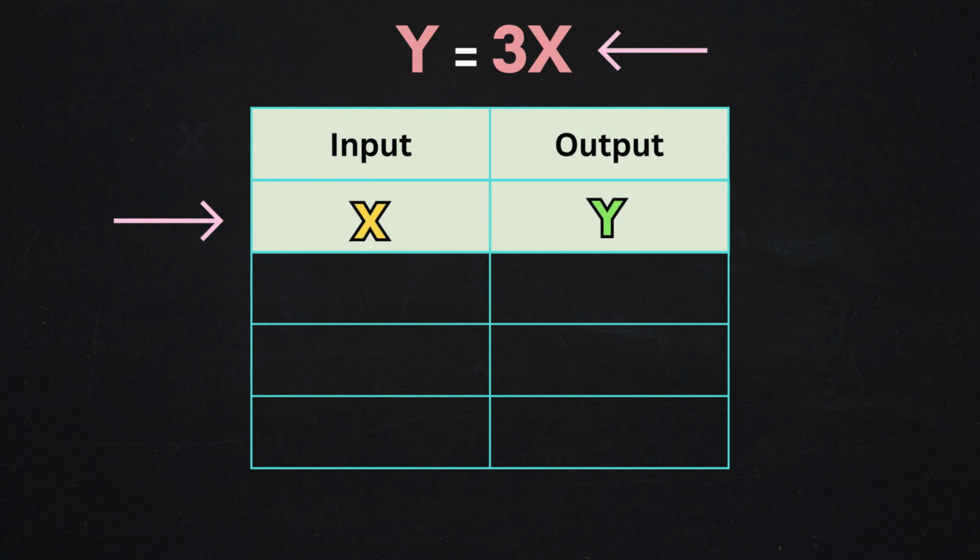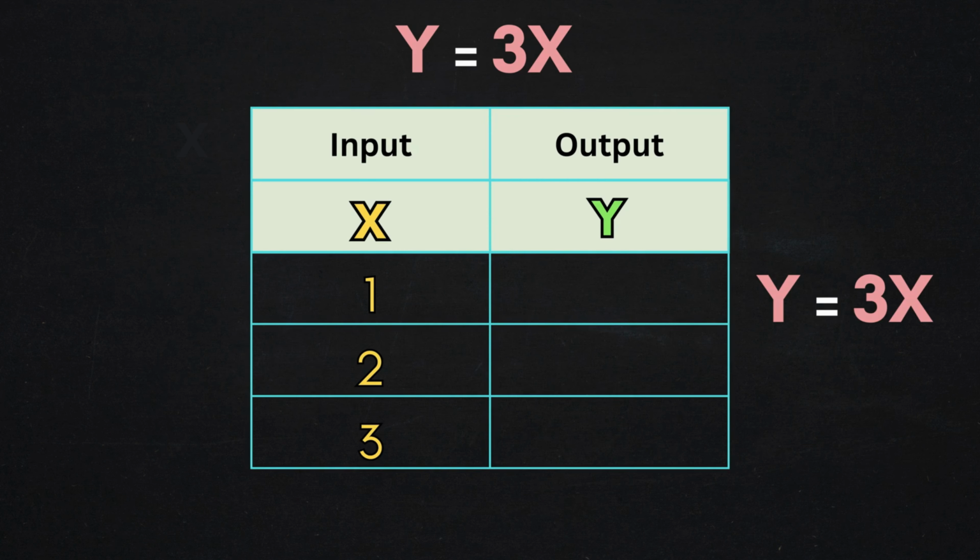Although x could be any number, for simplicity, let's choose the inputs 1, 2, and 3. Let's work through them. If we input the value 1, in other words, if we substitute the value 1 for the x in our equation, then we get y equals 3 times 1, which simplifies to y equals 3. And since y is our output variable, we put a 3 in the output column. If we input the value x equals 2, then we get y equals 3 times 2, which simplifies to y equals 6. And we put a 6 in the output column.